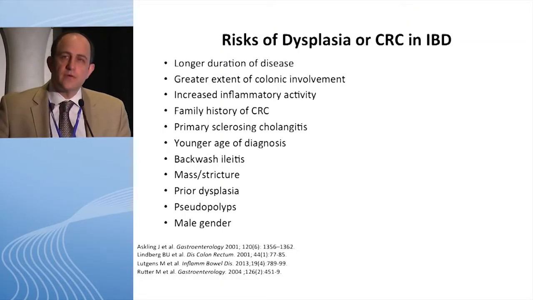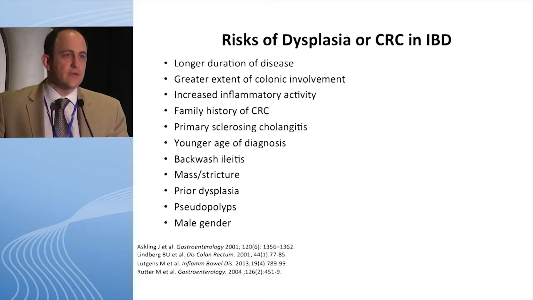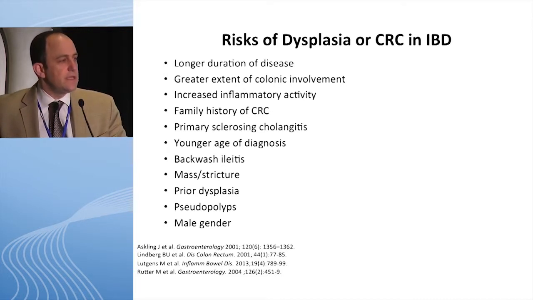It doesn't get away from some other established risk factors, or at least associated risk factors for cancer in IBD. Specifically, longer duration of disease. The time patients have had disease remains a significant risk. The greater extent of colonic involvement, the inflammatory activity, as I mentioned, having a family history of colon cancer independent of a family history of IBD, primary sclerosing cholangitis, for reasons that we don't understand, is definitely a distinct, significantly affective comorbid condition. Younger age of diagnosis, which seems independent of duration.